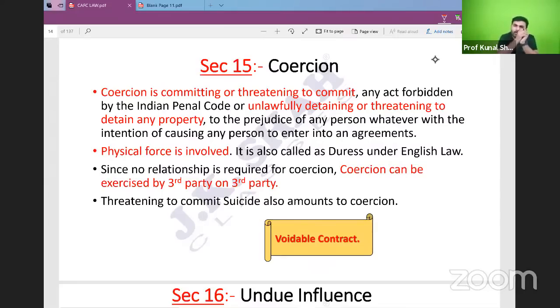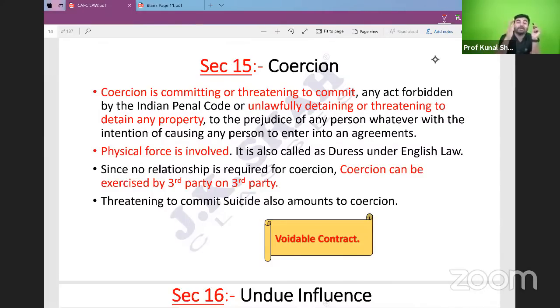See, coercion did not come from me. Coercion came from a stranger. Even if a coercion comes from a stranger, it still is not a free consent. So coercion can also come from a stranger. It can also be given from a stranger.